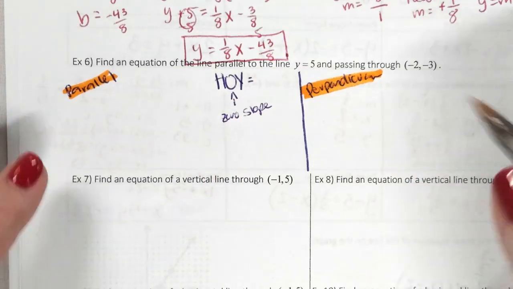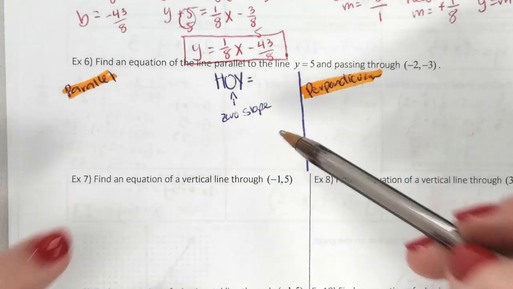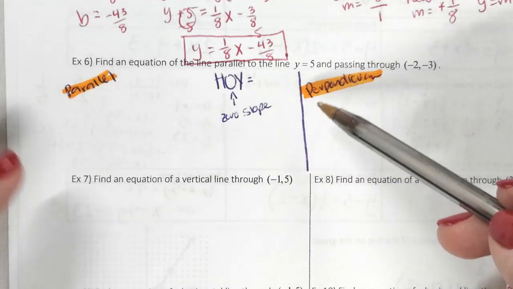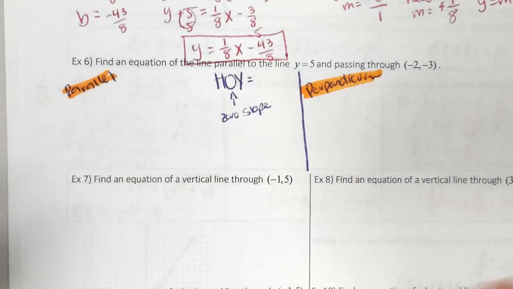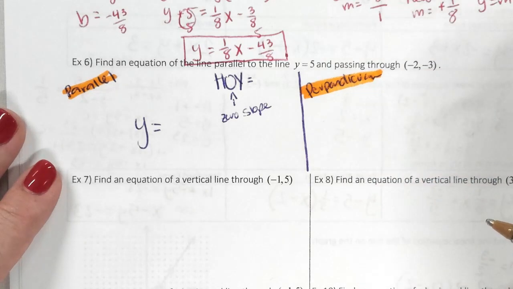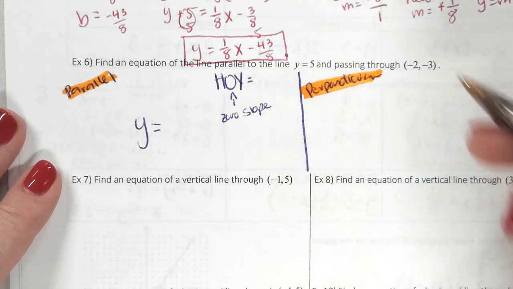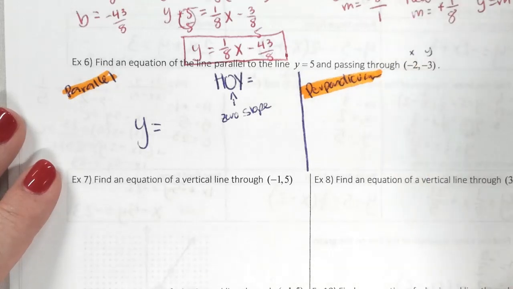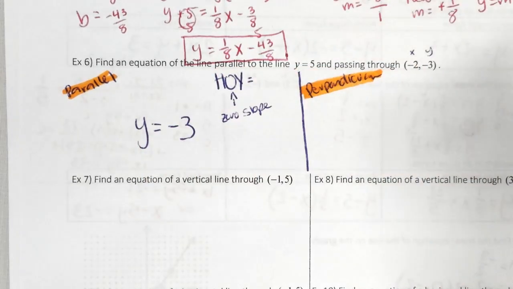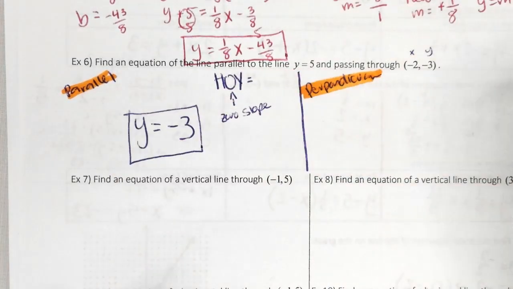So if it's parallel, that means same slope. So I need another equation that has a 0 slope. So I'm going to use another equation that's y equals with no x. Yes? Well, what point do I want it to go through? -2, -3. What's the y? -3. There's your answer. So special cases we like because they're simple, but we have to recognize that they're special cases first.